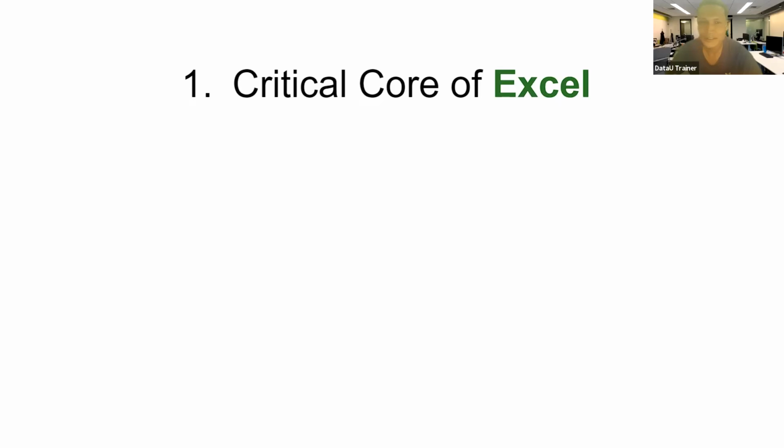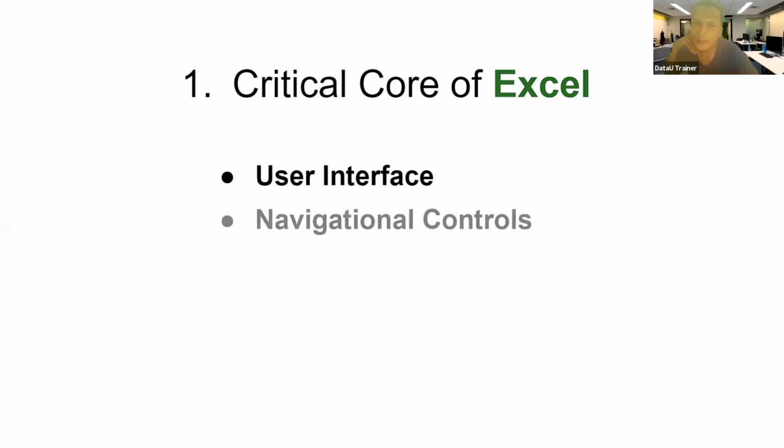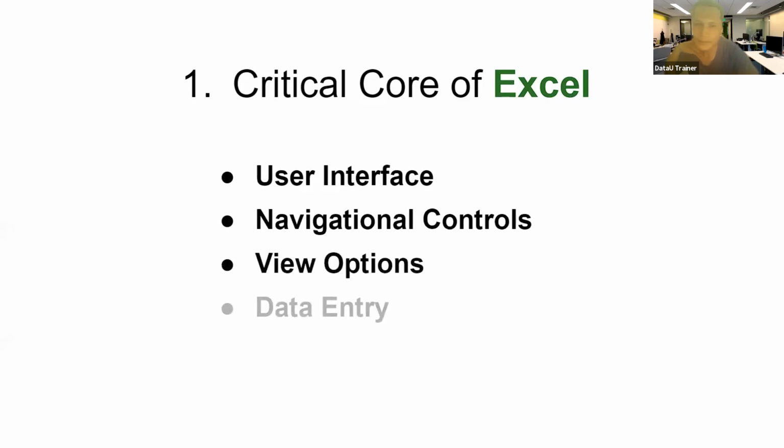Nice. Okay, so we're going to start with a quick overview of the critical core of Excel, and then I'll show you how it aligns with the Coursera. And then we're going to go through some questions together. First, let me show you that in Critical Core Excel, there's going to be a video about user interface, a video about navigational controls, a video about view options, data entry, and fill handle. So 5 videos that you'll watch, but we're going to do it one by one so that we can make it a bit more interactive.